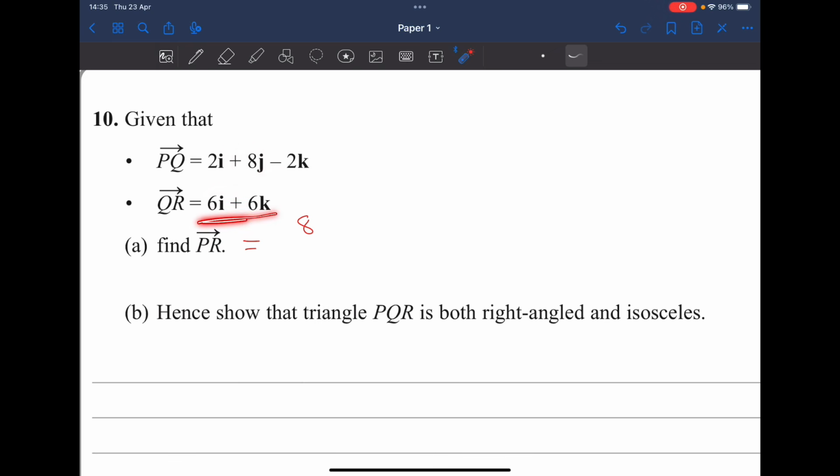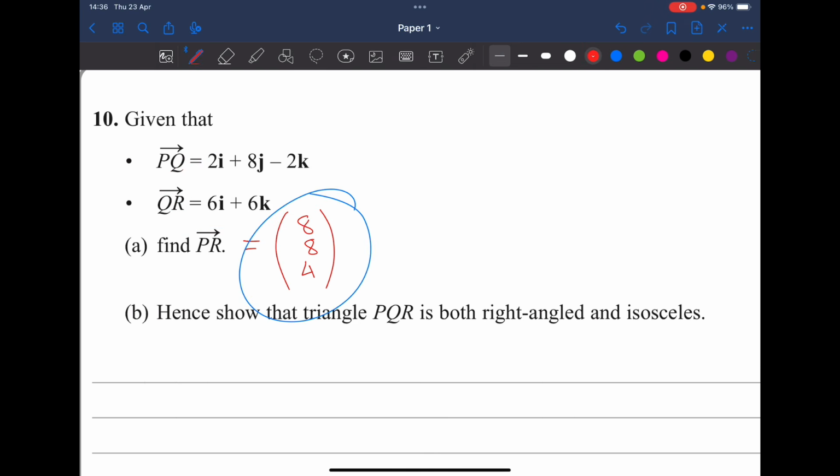Be careful, it's not just adding column by column, but this should really be placed under here. So 8 for the J's, and the K's, we've got a -2 and a +6, gives me a 4. I don't want to write this as I's, J's and K's, it's better to just do that. I's, J's and K's is just messy. This is good, this is the answer.